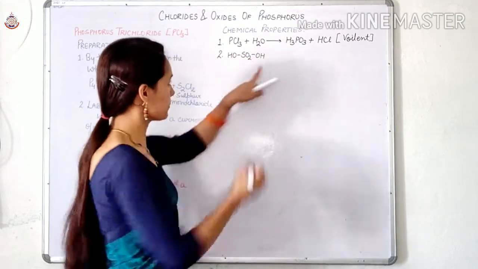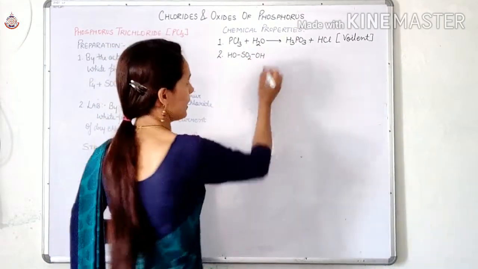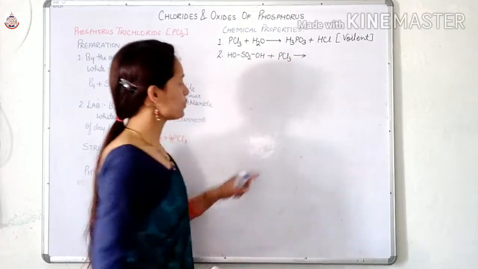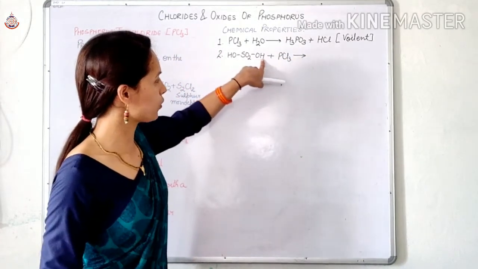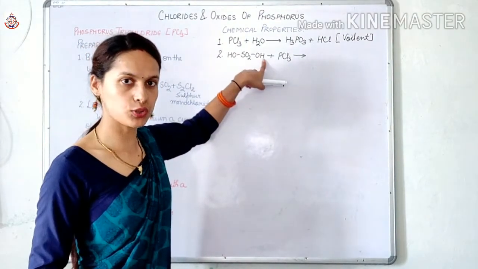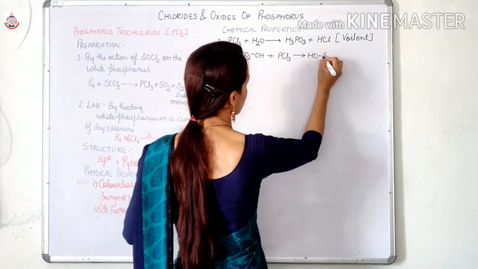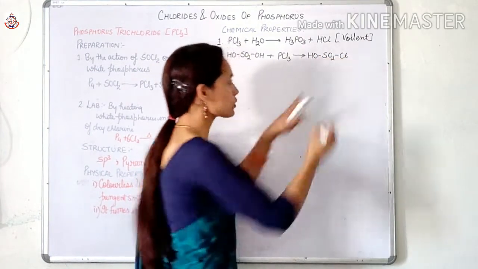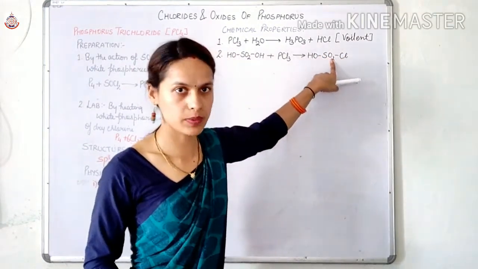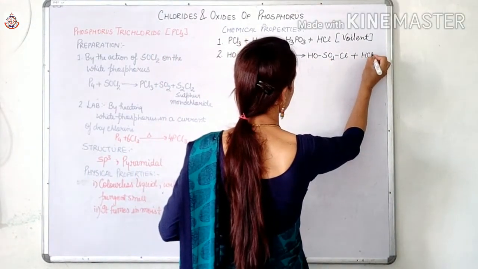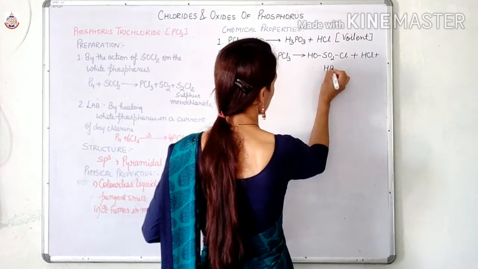HOSO2OH, so finally it becomes H2SO4 plus PCl3. What you have to do is remove this OH and substitute it by Cl, so it becomes HOSO2Cl. So it becomes chlorosulfonic acid. And the byproducts are HCl plus HPO3.